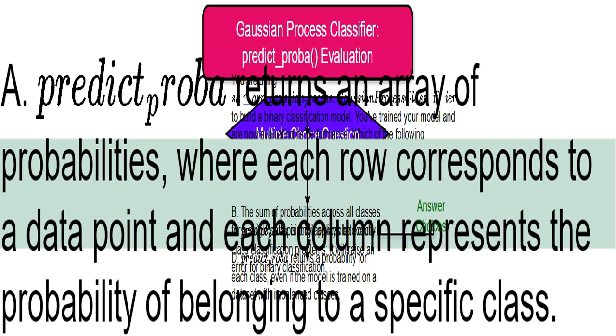This statement is correct. The output of predict_proba is an array. Each row in this array represents a single data point from your dataset, and each column gives the probability of that data point belonging to a particular class. For example, if you have two classes, each row will have two probabilities that add up to 1.